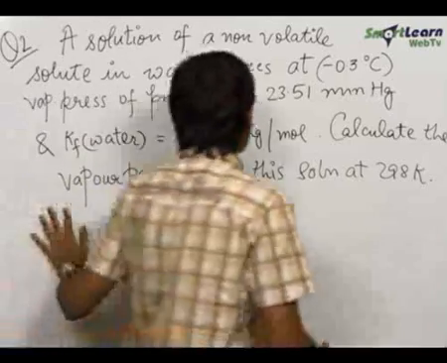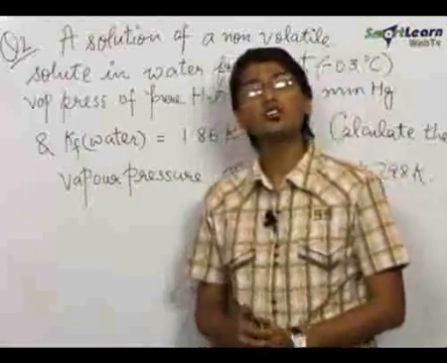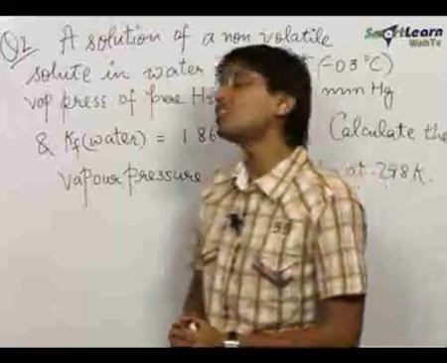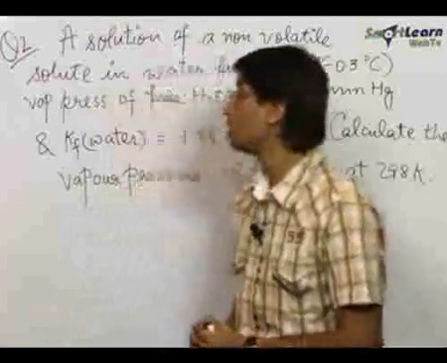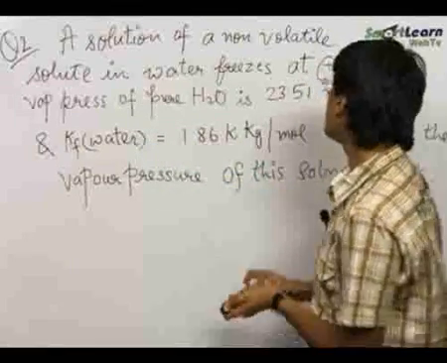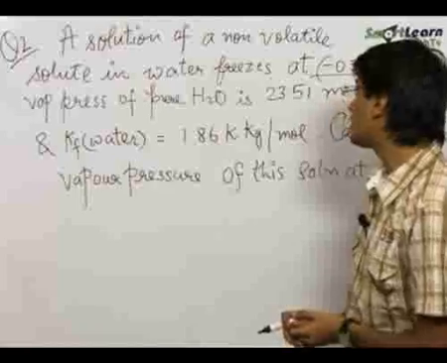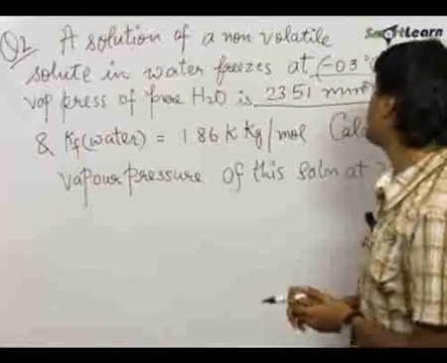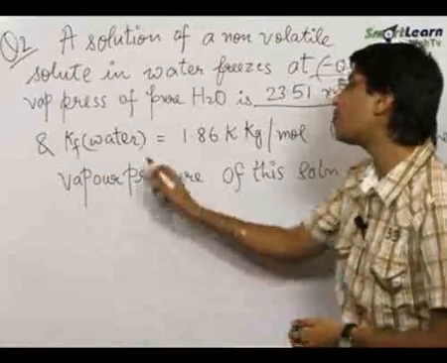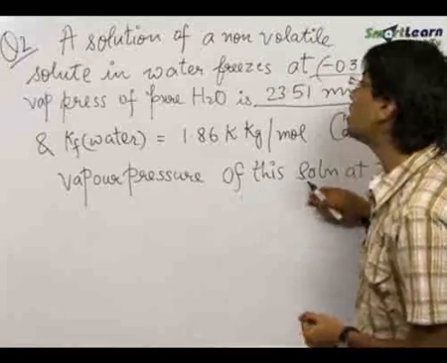So the second problem which we have in hand is also a very fundamental problem of this chapter, and also very important because it is a problem of Raoult's law. We are given that a solution of a non-volatile solute in water freezes at minus 0.3 degrees Celsius. The vapor pressure of pure water is 23.51 millimeters of mercury and Kf for water is given. We need to calculate the vapor pressure of this solution at 298 Kelvin.